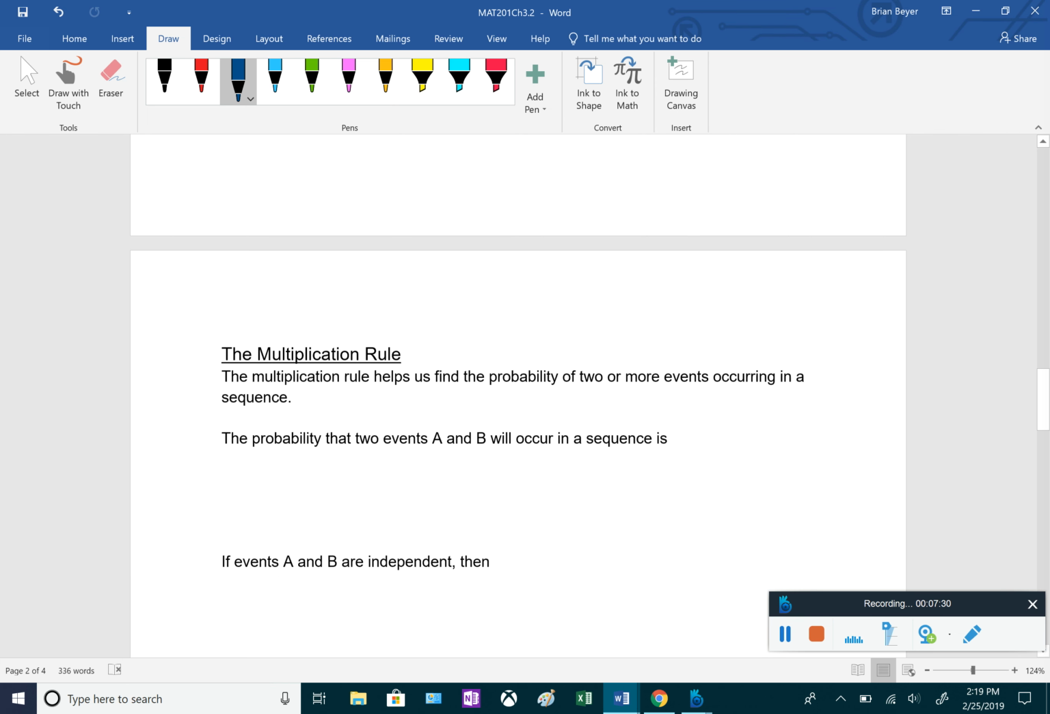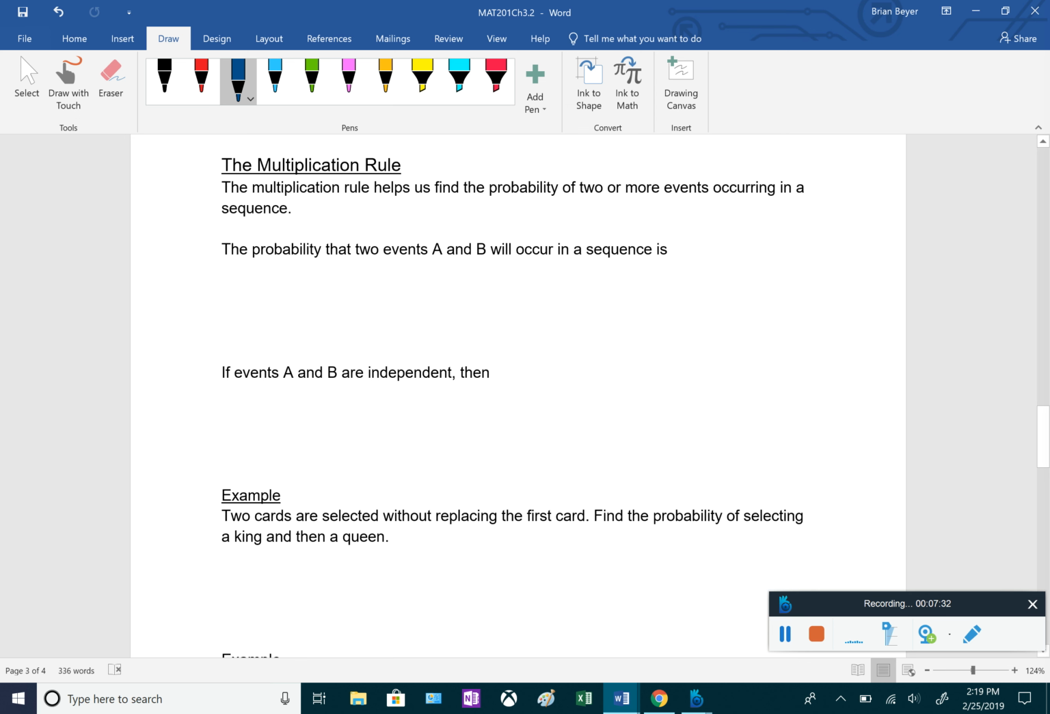So this brings us to one of the important rules here. It's the multiplication rule. The multiplication rule is going to help us find the probability of 2 or more events occurring in a sequence. So once again, a sequence just means one after another.